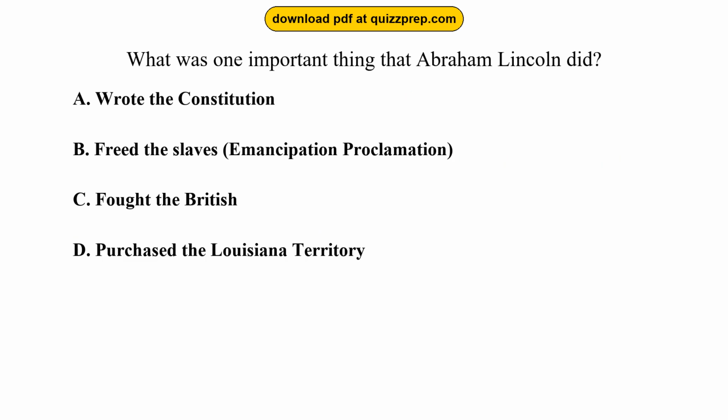Question 24. What was one important thing that Abraham Lincoln did? Option A. Wrote the Constitution. Option B. Freed the slaves, Emancipation Proclamation. Option C. Fought the British. Option D. Purchased the Louisiana Territory. The correct answer is option B. Freed the slaves, Emancipation Proclamation.